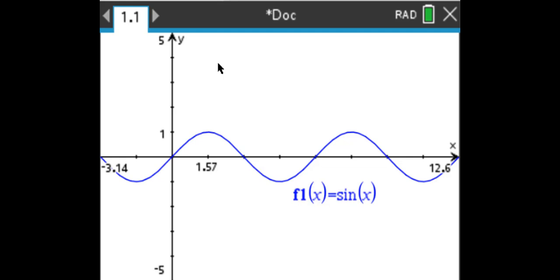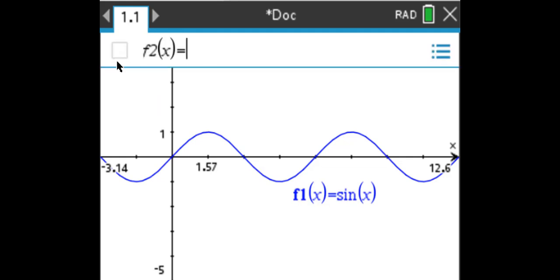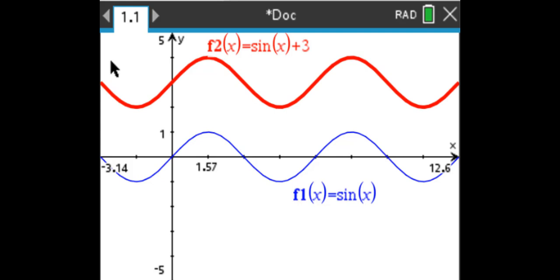I've gone back to my basic sine curve. Now let's investigate something else. If I go sine of x and I go plus 3, what happens? My sine curve, if you look at this starting point of 0, 0, it's gone 1, 2, 3 units up. If you look at this maximum point, it's gone 1, 2, 3 units up. My whole sine curve has translated upwards 3 units. So this plus 3 is a vertical translation. It's positive. It's moving the curve up.